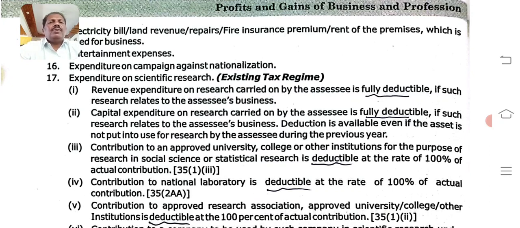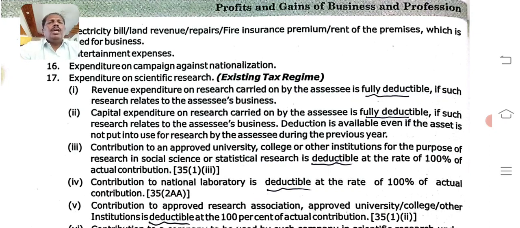The first one is revenue expenditure on research carried on by the assessee, which is fully deductible if such research relates to the assessee's business. Capital expenditure on research carried on by the assessee is fully deductible if such research relates to the assessee's business. Deduction is available even if the asset is not put into use for research by the assessee during the previous year.